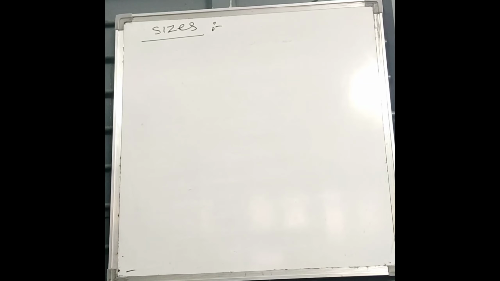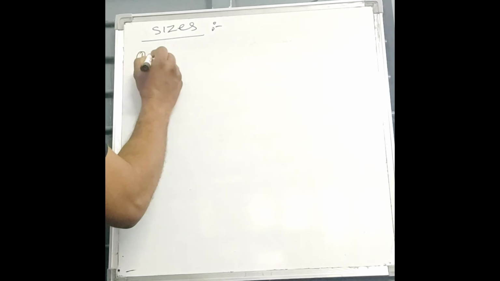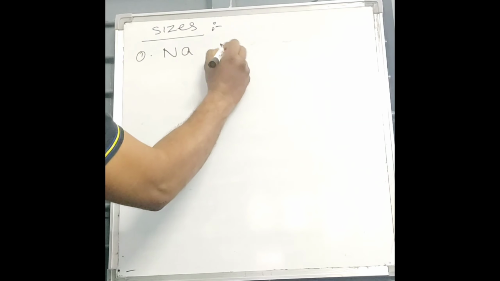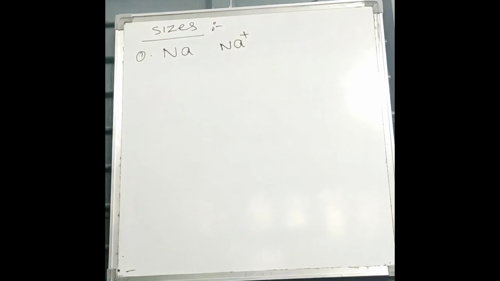Okay, now we will talk about the sizes of atoms and ions. So which size is larger and which is smaller? For example, see sodium and the sodium ion, which is bigger in size, and why? So here, how is the Na plus ion formed? Na plus ion is formed from Na by losing an electron.